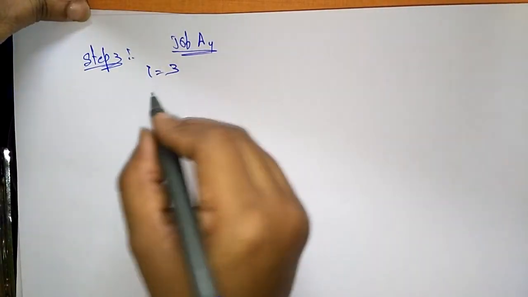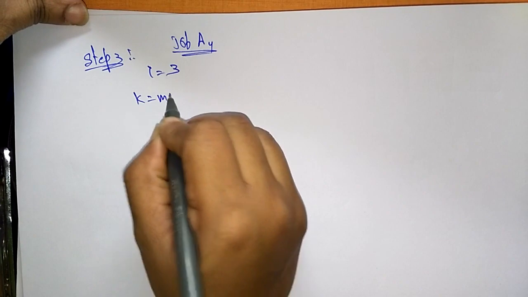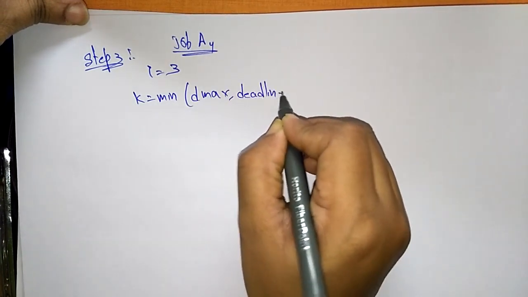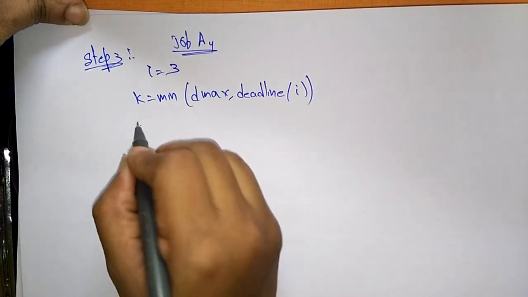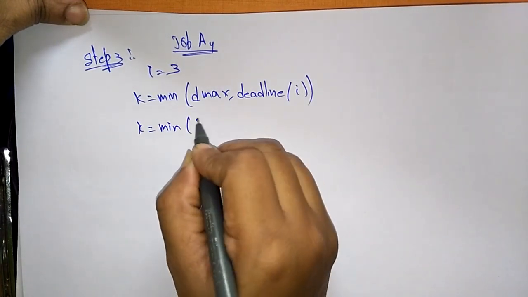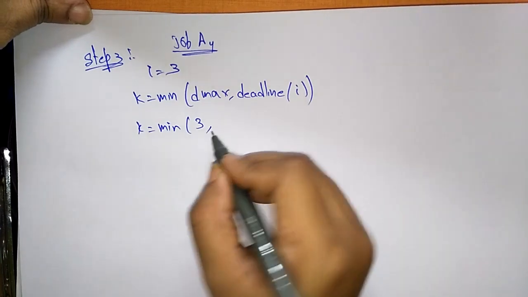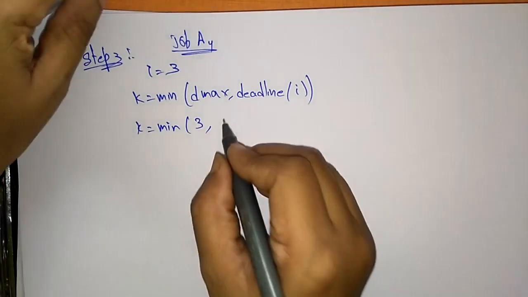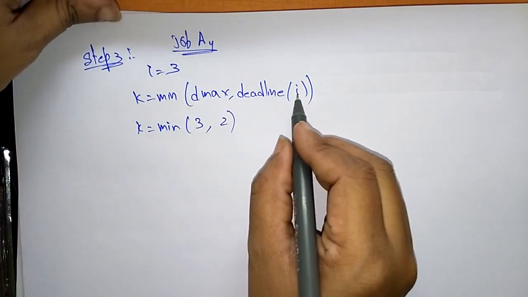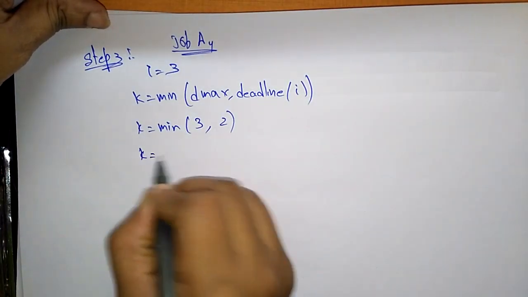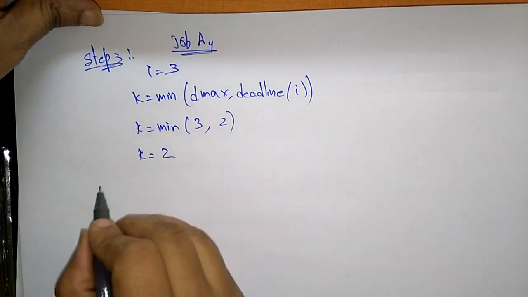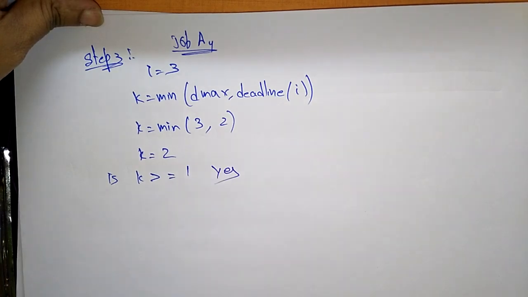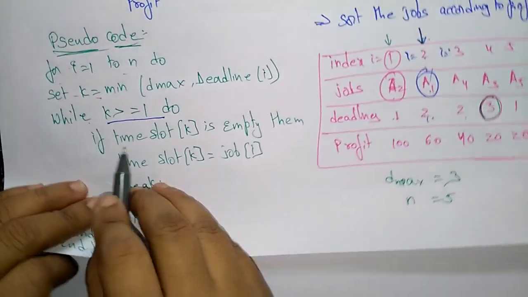The same process: k is equal to minimum of D max comma deadline of I. So k is equal to minimum of D max, the maximum deadline, which is 3, and deadline of 3, which is 2. Deadline of 3 is 2. So what is the minimum value? K is equal to 2. Is k greater than or equal to 1? Yes, k is greater than or equal to 1, because that is what the algorithm checks.